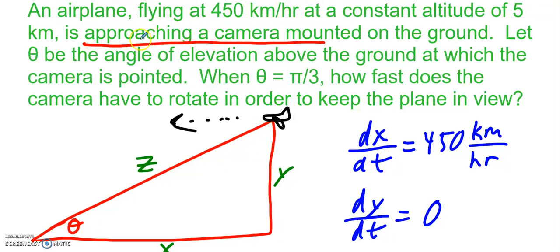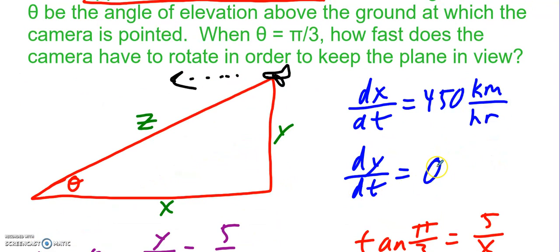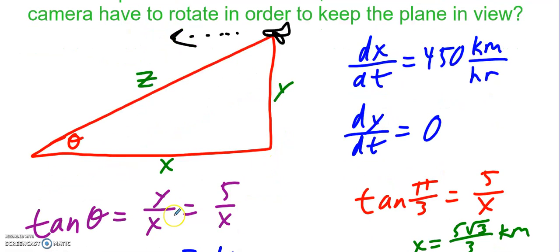So, okay, I know that the plane is approaching, so I drew a picture. Here's the camera right down here. I call this z, I call this y, I call this x. Here's theta. I know dx/dt is 450 kilometers an hour, and I know dy/dt is 0 because this is a constant. It's the altitude of the plane. So I use tangent. You can use cotangent as well. The tangent of theta is y over x, which is actually just 5 over x.